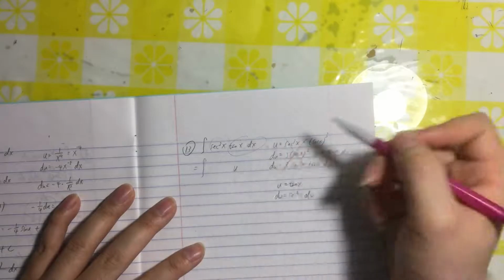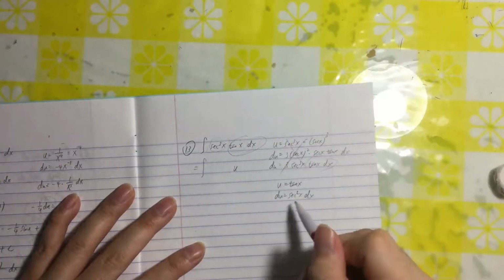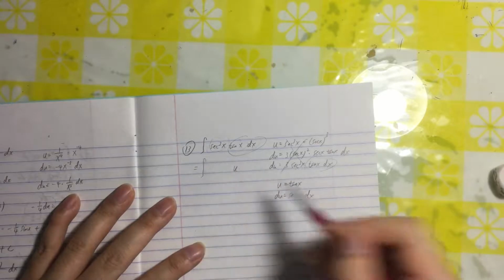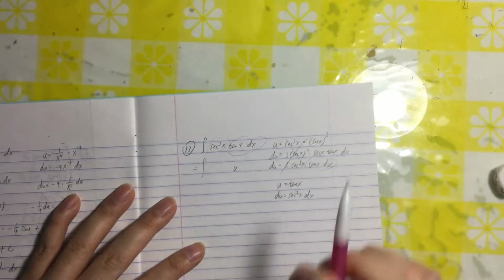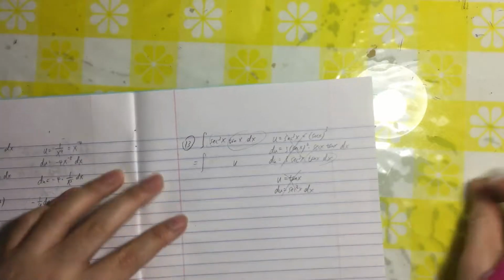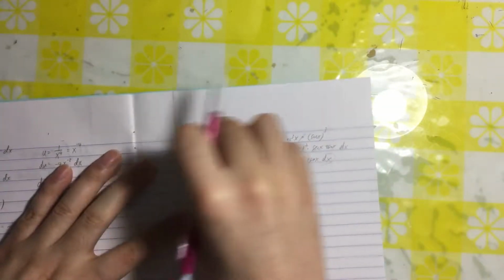How about secant cubed dx? We only have secant squared. We only have secant squared x here. So we can't completely replace all x with u's. So this substitution won't work. What other choice do we have?